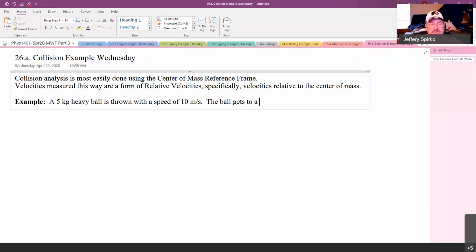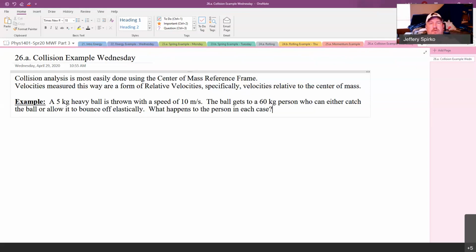When the ball gets to a 60 kilogram person, the person can catch the ball or bounce it off elastically. And I want to know what happens to the person in each case.